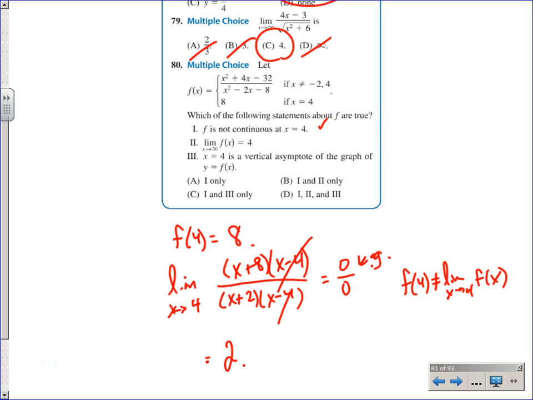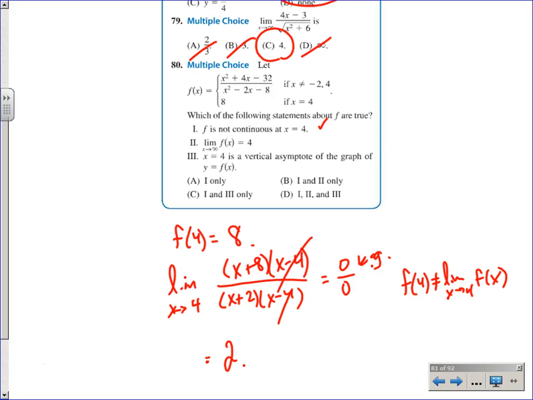Good. Careful. Which of the following are true? They could also say are not true. Just watch out. Are true. Yes, it is not continuous. Okay. Whew. That was condition number 1. Yay! Condition number 2, or Roman numeral number 2.